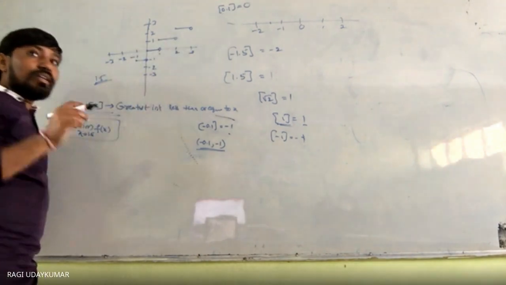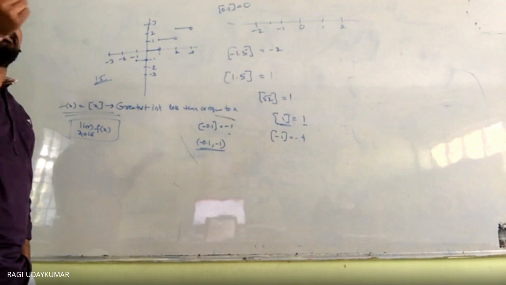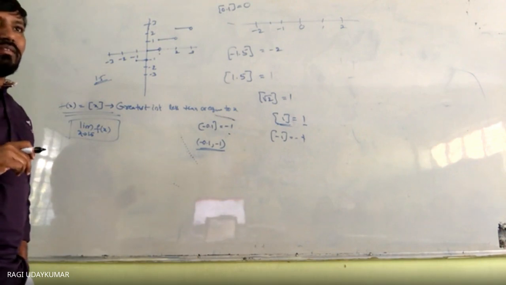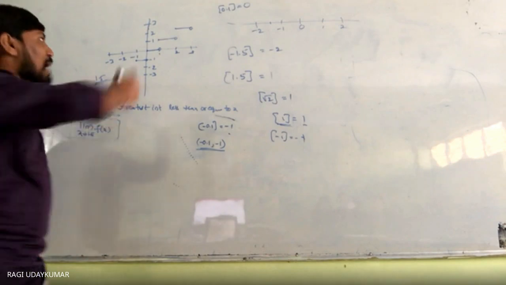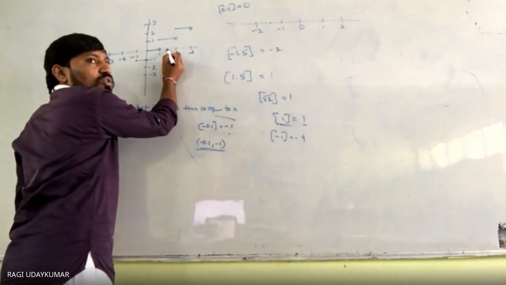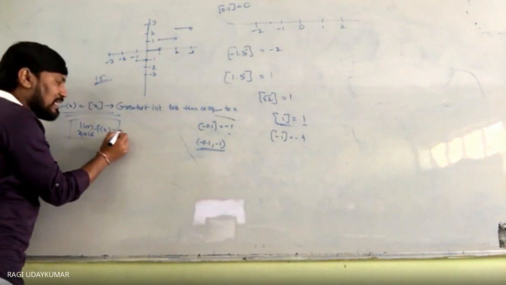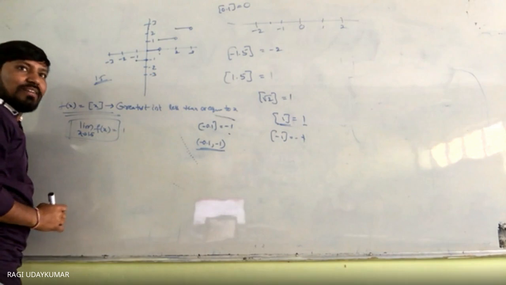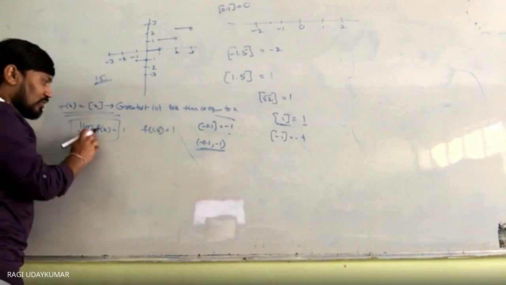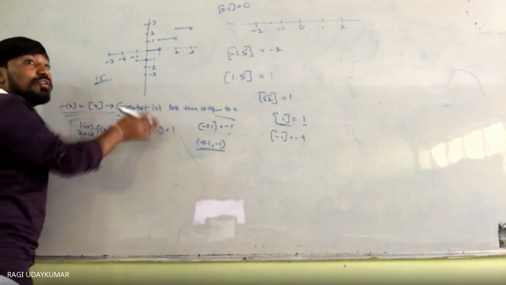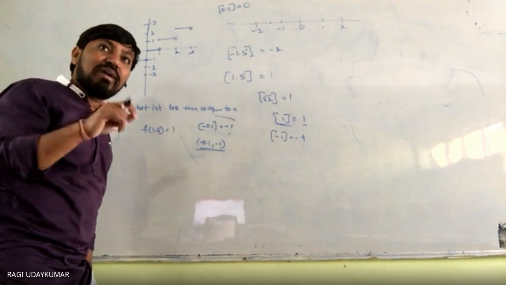So it is continuous at every real number except the integers. If you take 1.5, it will be continuous because the limit exists at 1.5, f of x value will be equal to 1, and f of 1.5 value is also equal to 1. So both are equal, then this function is continuous at 1.5. It is continuous at 1.9. It is continuous at 1.9999.